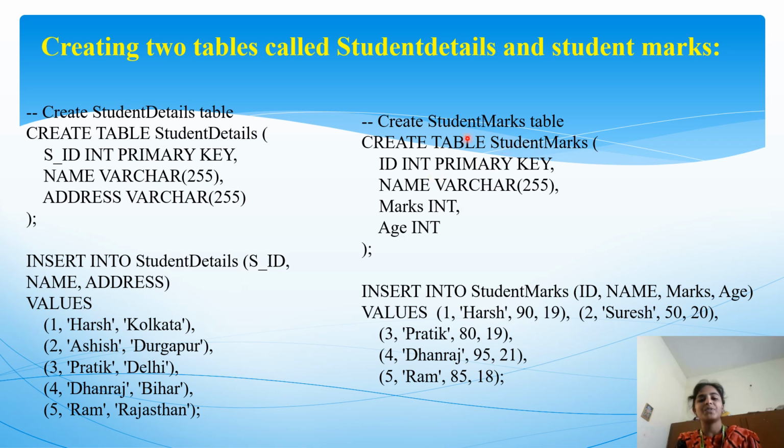Likewise, we can create a student marks table. So create table student marks, ID int primary key, name varchar, marks int, and age int. Here we have created 4 columns: ID, name, marks and age. ID, marks and age belong to integer, and name only belongs to character. That's why we have given varchar. Here also we can see the primary key. So through ID we can access the rows. In this we created 5 rows.